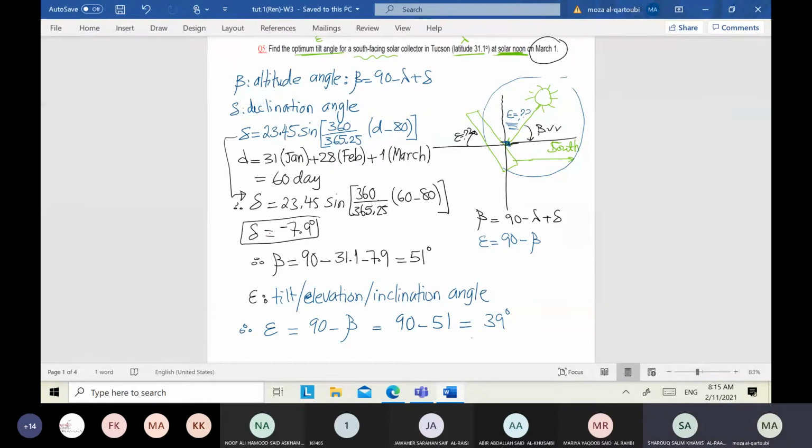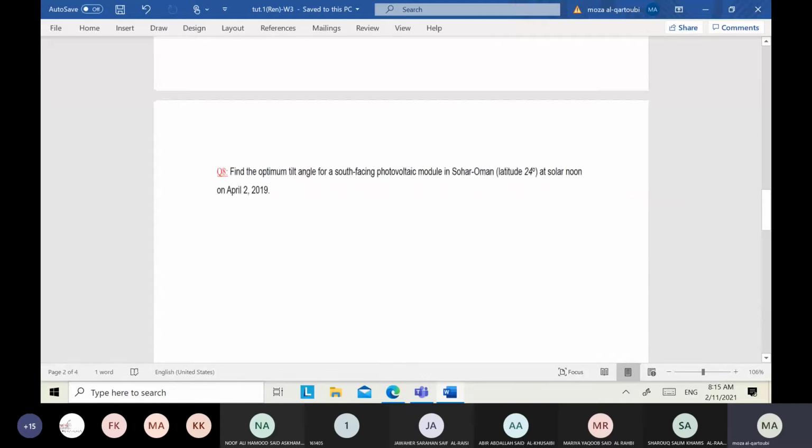Yes, it is clear. So question number 8 is the same as this question. Find the optimum tilt angle for a south-facing photovoltaic module in Sohar, Oman. Now it differs only in latitude. Lambda is constant for each place. So in Sohar, latitude equals 24 degrees, so lambda equals 24 degrees, at solar noon, on the 2nd of April.